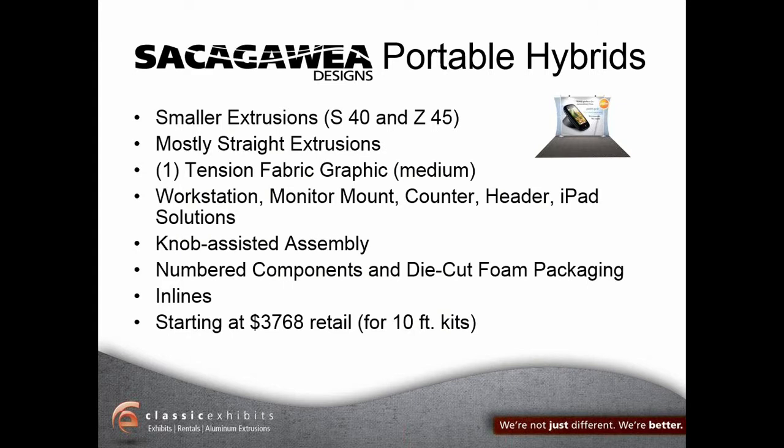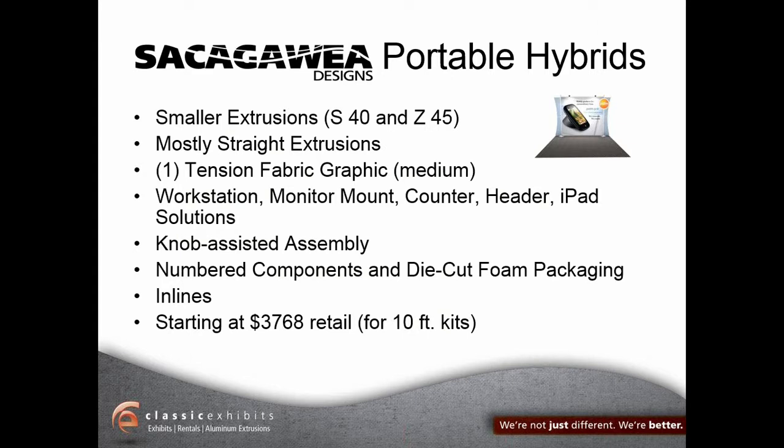It is what we define as a knob-assisted assembly, meaning about 80 to 85% of the assembly is with attached knobs. There are a few places where you can't put knobs where knobs will be visible. In those cases, you have to use a hex key or Allen key to do it, which comes with the system. All the components are numbered, and it's packed in die-cut foam packaging, which we are renowned for in our industry. Our packaging is amazing, and we get compliments and actually kudos from even our competitors all the time.